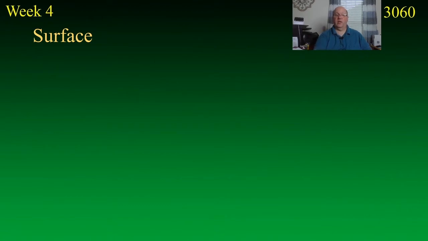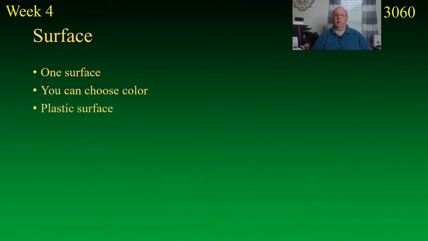And the surface details, basically, it's only going to need one surface. It's basically a piece of plastic. And you get to choose the color. You can make it whatever color you want. And it's going to be a plastic surface, meaning that you probably wouldn't want it too shiny or too glossy, although in theory, you could make it look like whatever you wanted.